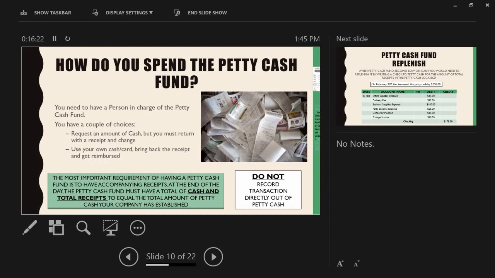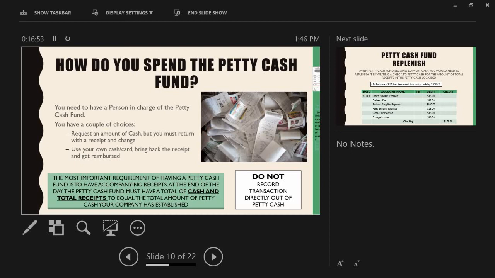Okay? So again, the minute you use any money in the petty cash fund, you are not going to record it. For example, if I've made my Starbucks run for that meeting, you should not record the petty cash fund being taken out of, okay? That is the wrong way to record this transaction.